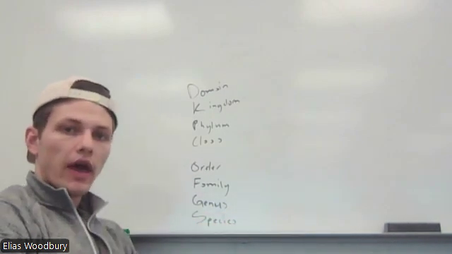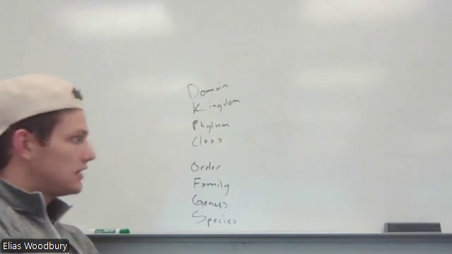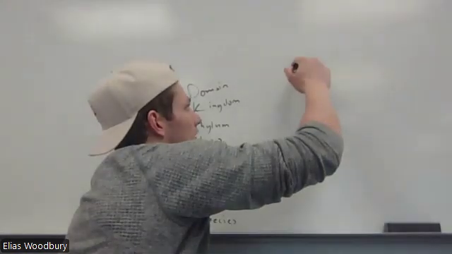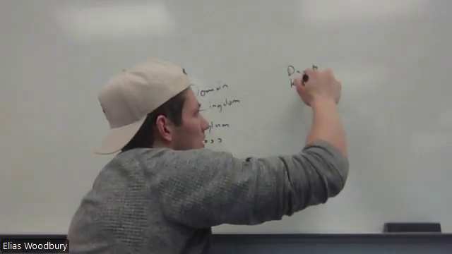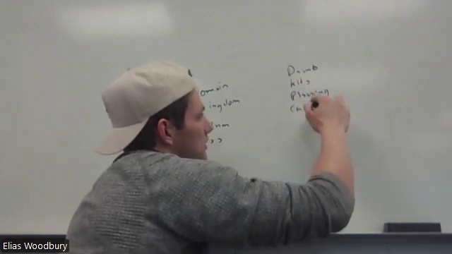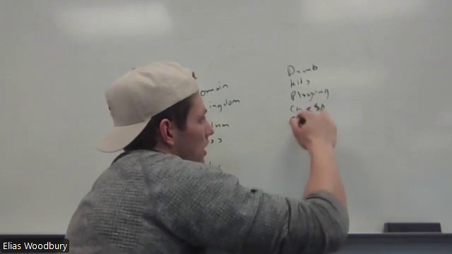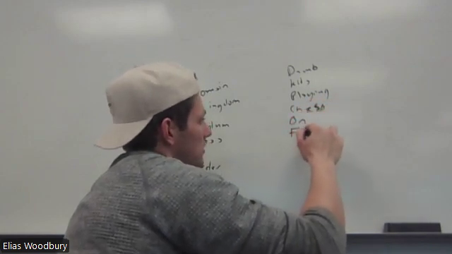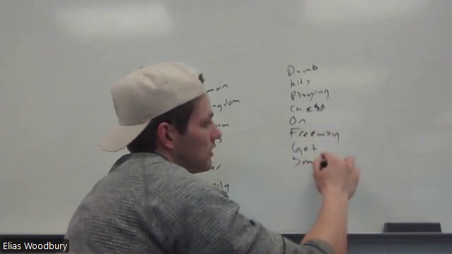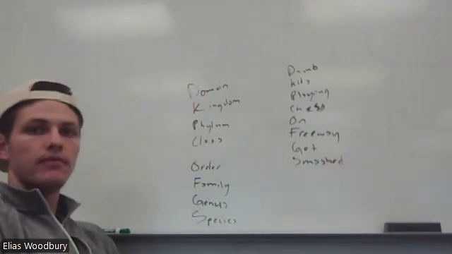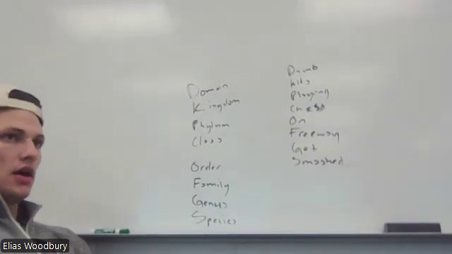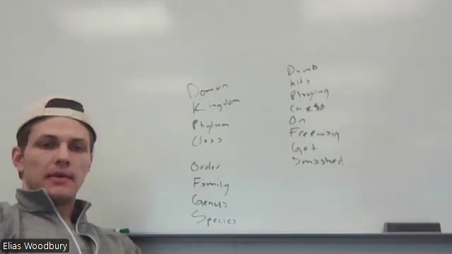Okay, and the way that I learned about this is a mnemonic. You just need to be able to memorize it, basically. But the mnemonic I learned is: dumb kids playing chess on freeway get smashed. Pretty simple. DKPCOFGS. However you need to memorize that, just memorize that.